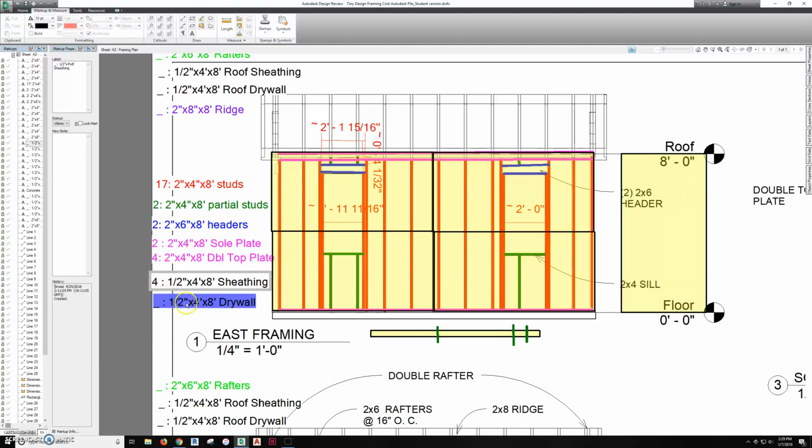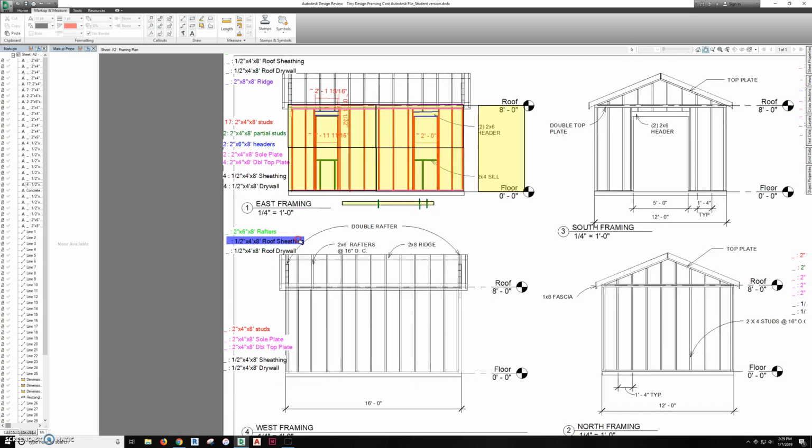So your sheathing is 4 feet. And then the drywall comes in 4 by 8 sheets as well. It's just on the inside. So it's the same number. So that should be enough information for you to then move on to the west framing wall.